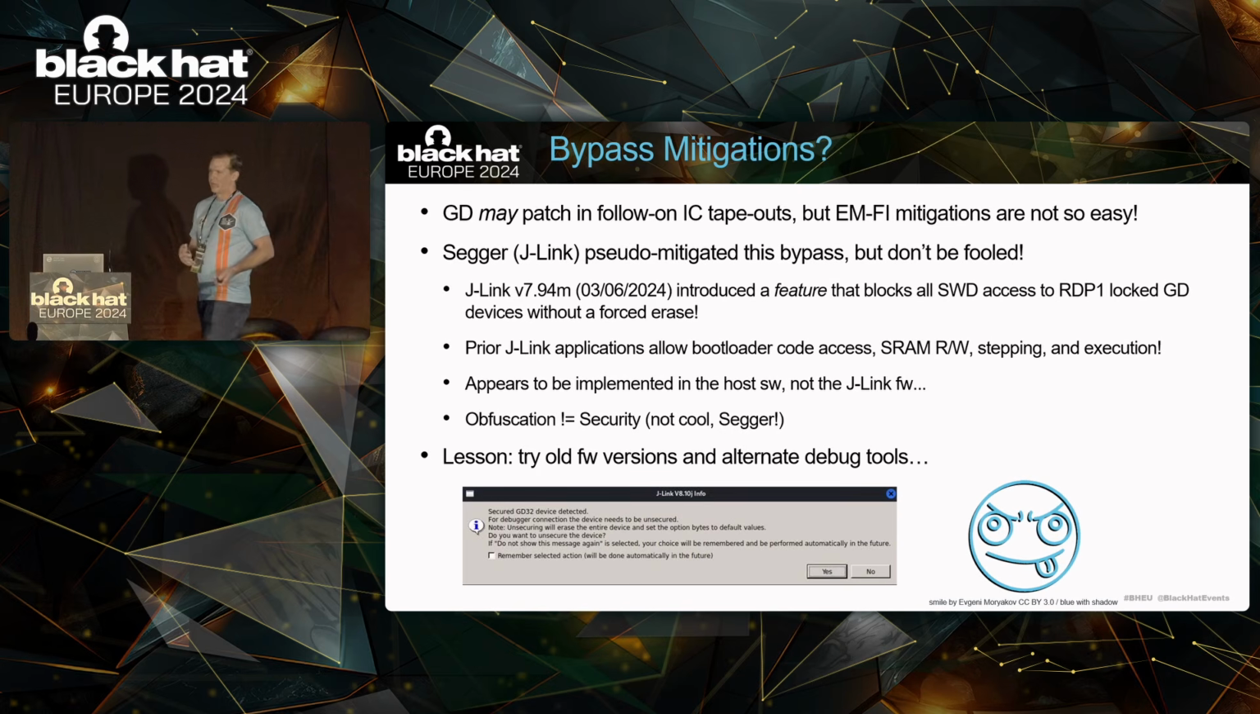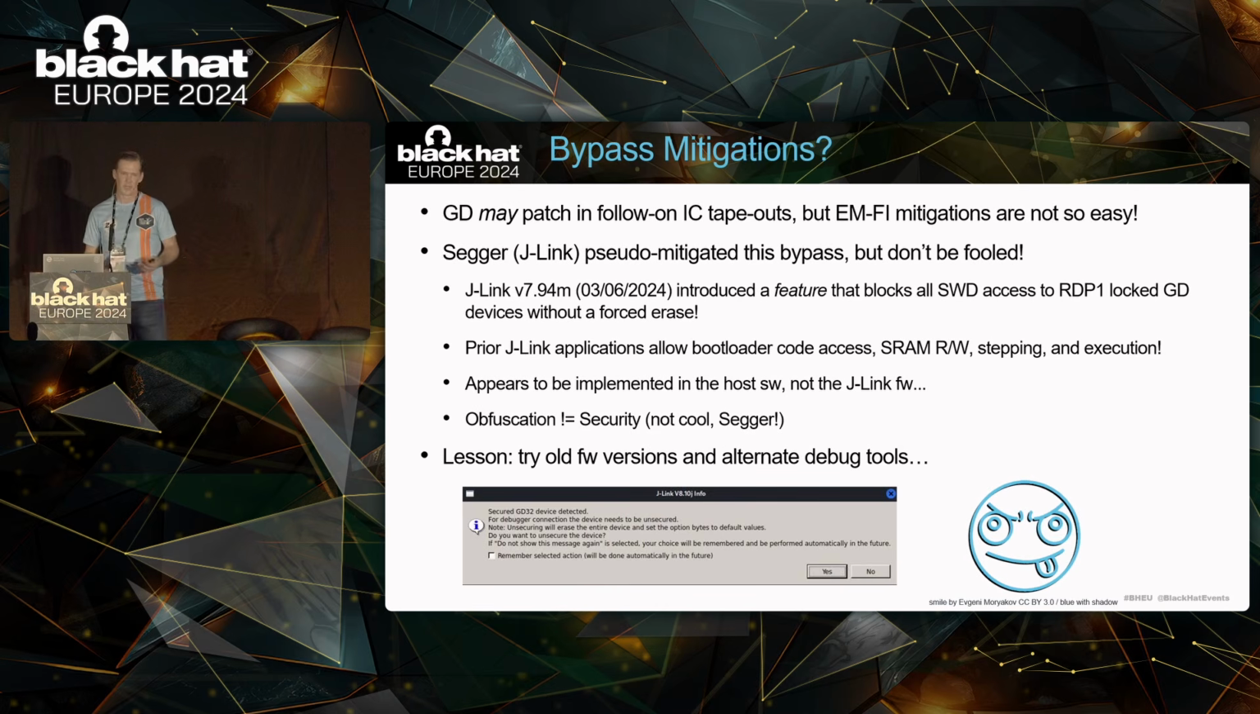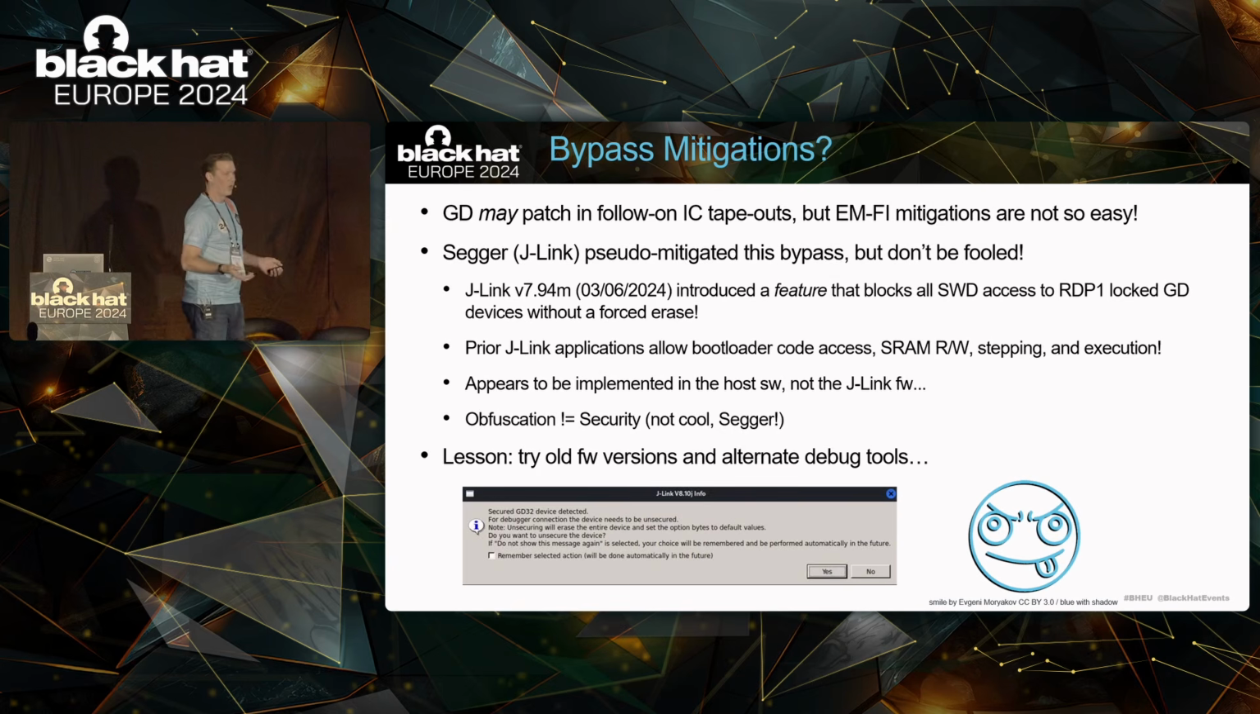So in effect, this is a pseudo mitigation. Is this something that Segger did on purpose in terms of security? Did they work with GigaDevices? We don't know the answer to any of that. But long story short, it does block research into locked parts, and it's not cool, and it's obfuscation. So if you're going to do this kind of research, either don't use the latest version of J-Link or, just don't.